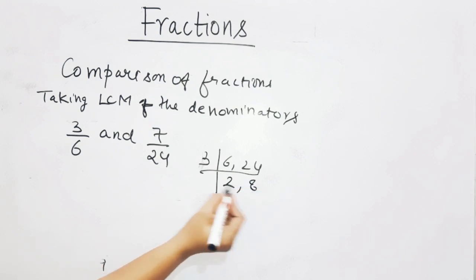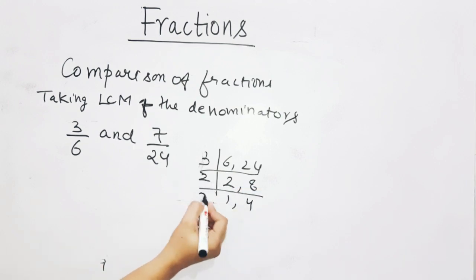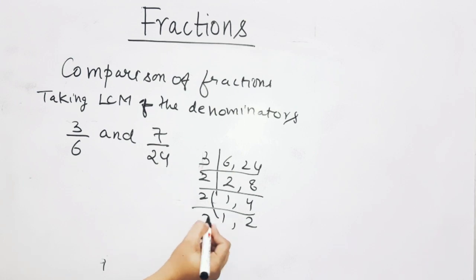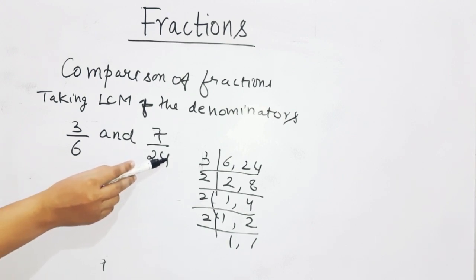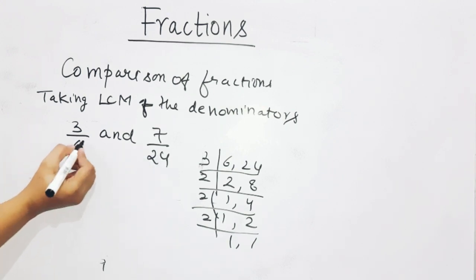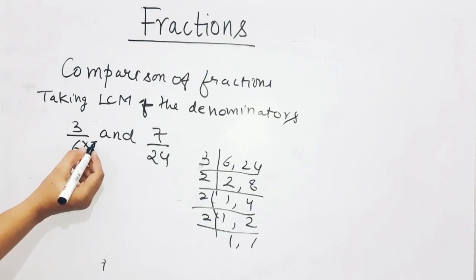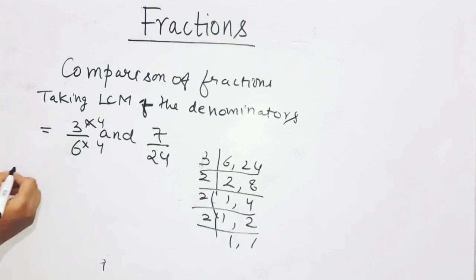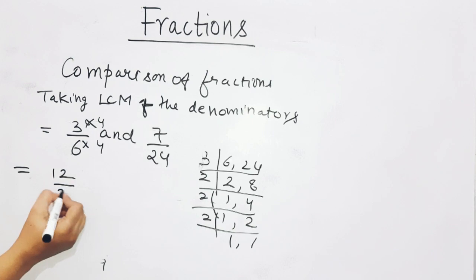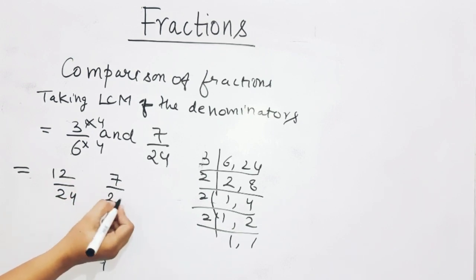3 2s are 6, 2 1s are 2, 2 2s are 4, 4 2s are 8, 8 3s are 24. So the LCM of 6 and 24 is 24. So 24 is already 24. Now to make 6 as 24, we are going to multiply it by 4. The same is going to be multiplied by the numerator. So it will be 12 upon 24 and this is 7 upon 24.